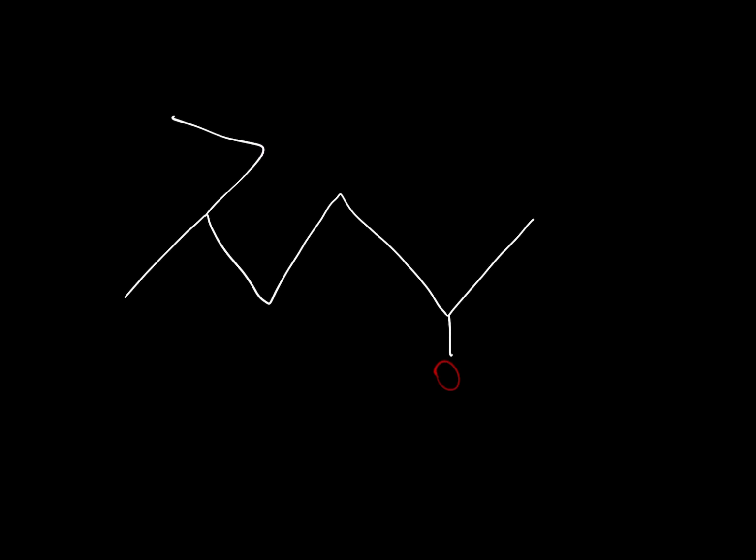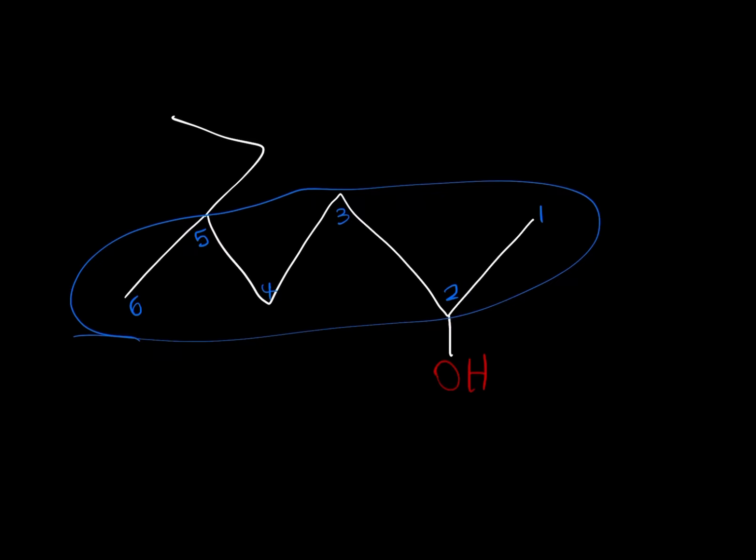Now for the next example, let's look at one that's a little more difficult. How would you name this alcohol? So first of all, we have to number it. We can number it from right to left in this case. So 1, 2, 3, 4, 5. But notice here that it looks like this is the main chain, right? This looks like the longest chain.